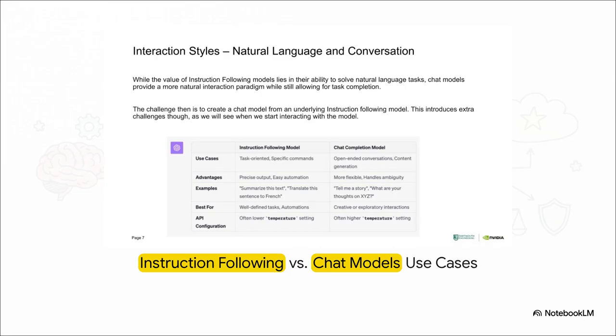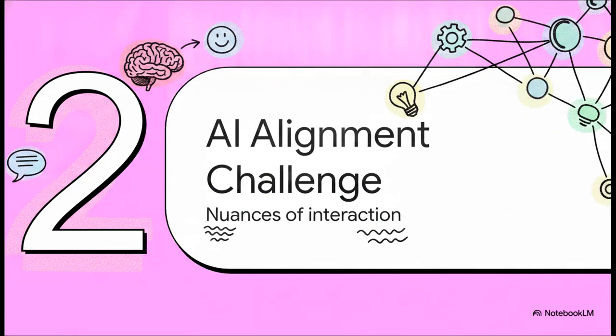But here's the thing. Transforming a rigid instruction model into a flexible chat model isn't just about giving it a memory upgrade. It actually requires an entirely new way of training. Which brings us nicely to section 2, the AI alignment challenge. This is all about teaching AI the actual nuances of human interaction.